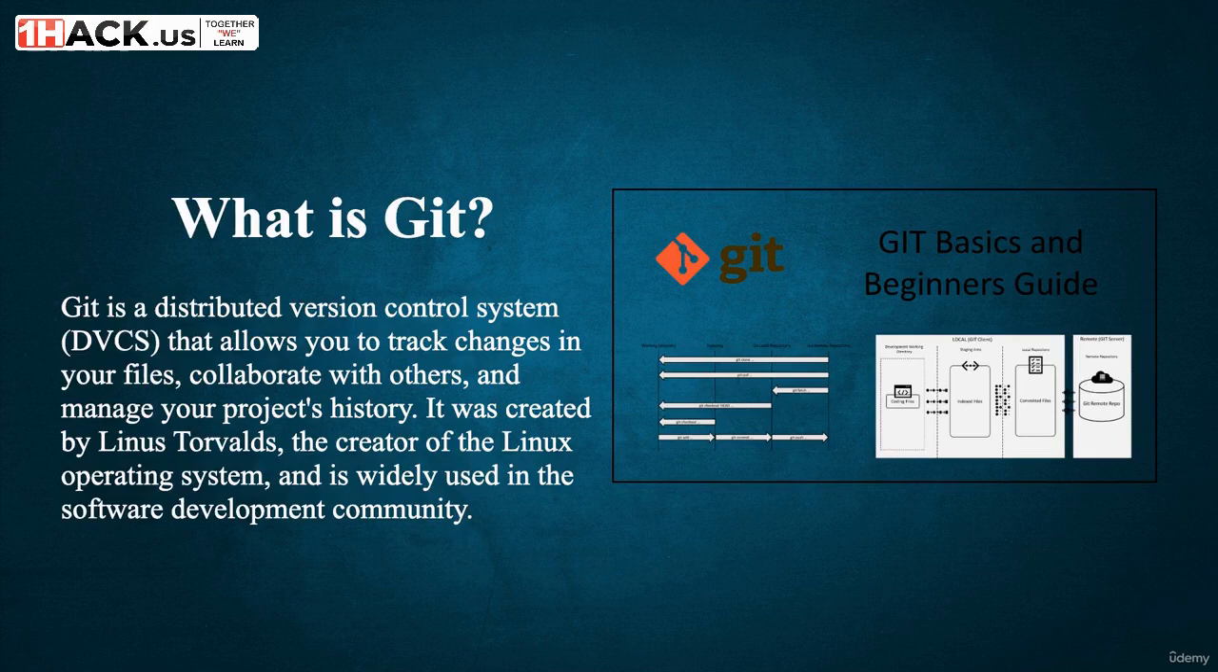Git is a distributed version control system that helps you keep track of changes in your files, collaborate with others, and manage your project's history. It was created by Linus Torvalds, the creator of the Linux operating system, and has become a widely adopted tool in the software development community.